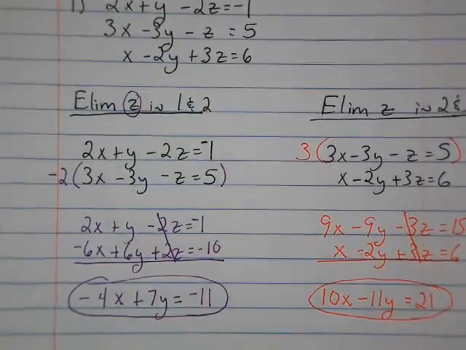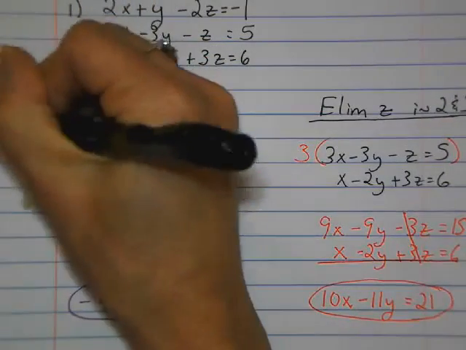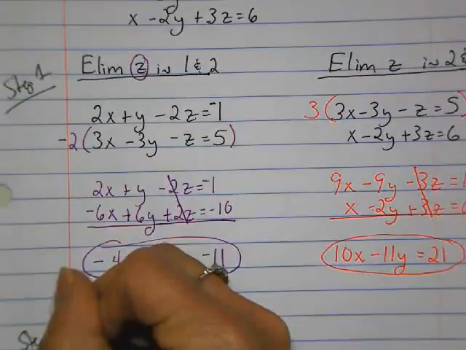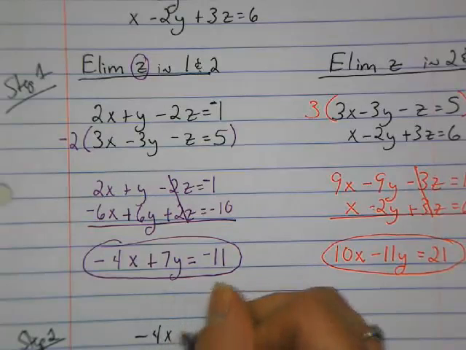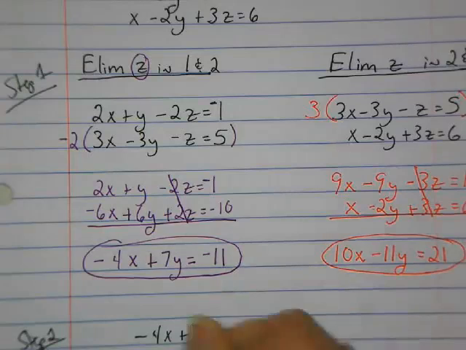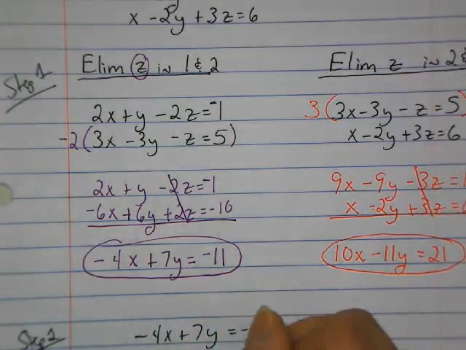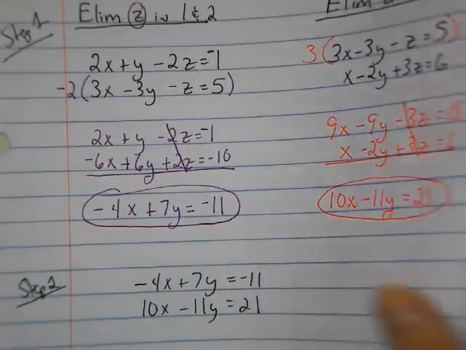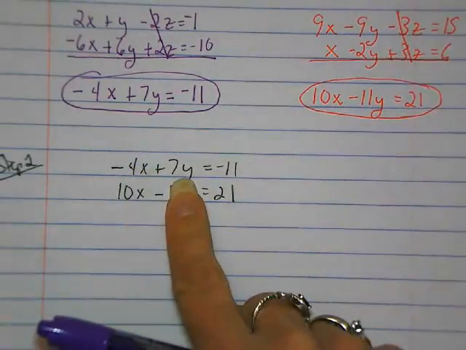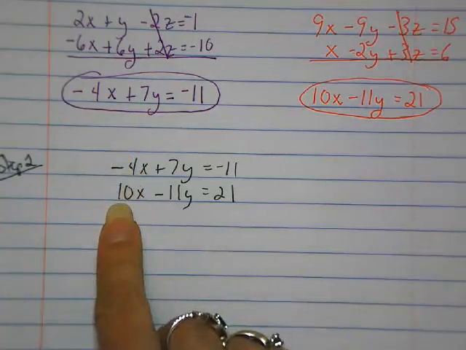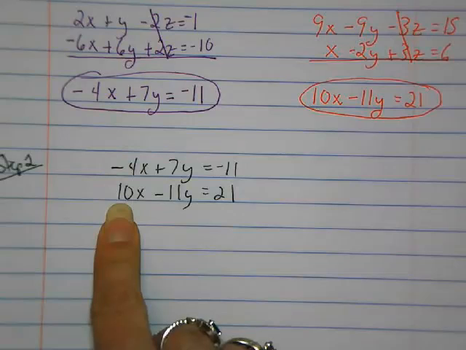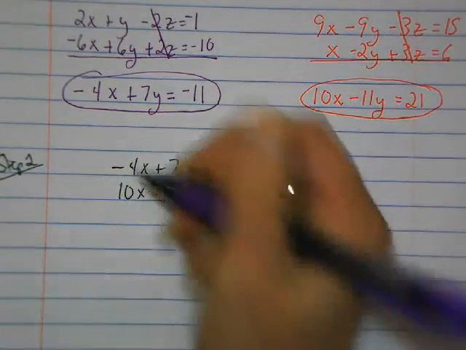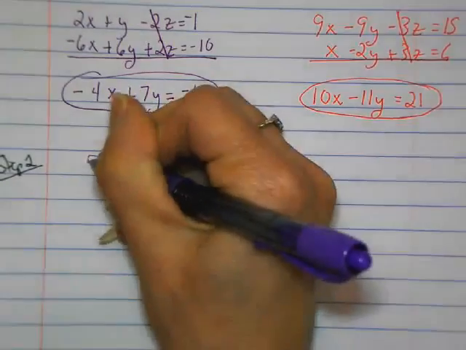Alright? So believe it or not, this was step 1. Phew! Great day. Alright, step 2. Solve the new system. So negative 4x plus 7y equals a negative 11. 10x minus 11y equals 21. Alright, so take a look at your new system and decide, do you want to eliminate x or do you want to eliminate y? So let's see, x I would do, get them both to 40? No, 20, right? 20. Here I'd have to get them to 77. I think I'll do the 20 route. So I'm going to multiply this guy by 5 and this guy by 2.